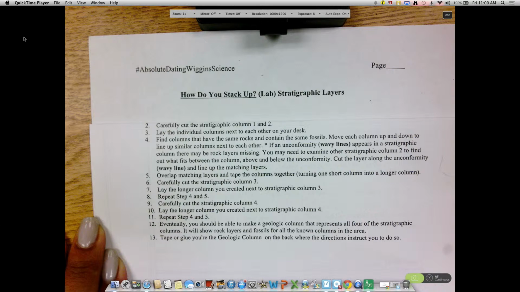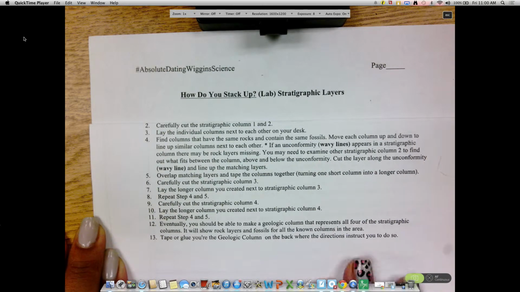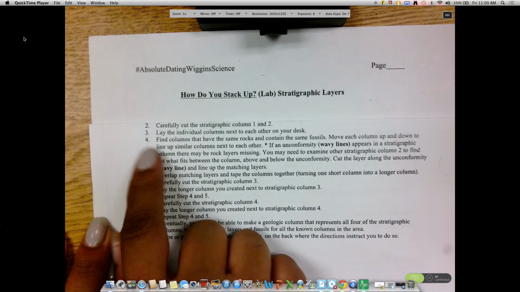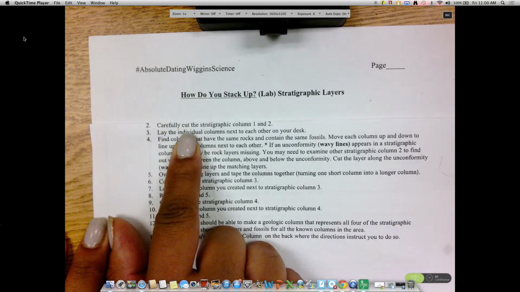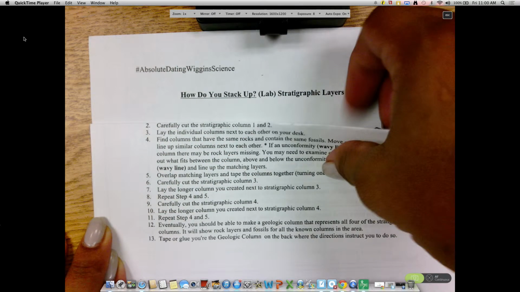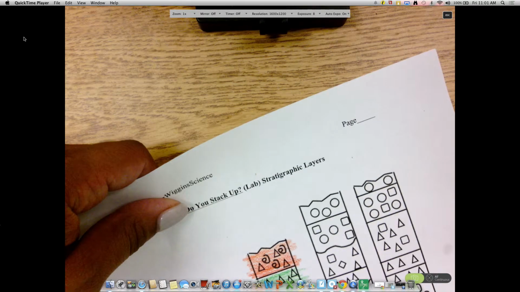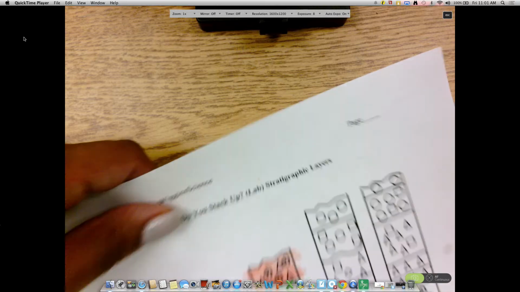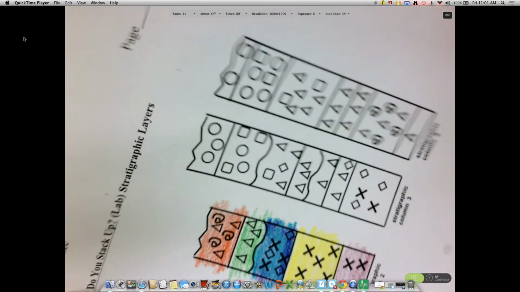Okay, so now you're at the point, once you're finished coloring all of your stratigraphic layers, you are now at the point of number 2 where it says carefully cut the stratigraphic columns 1 and 2. So I'm going to do that really quickly. I just want you all paying attention so that when you get to this point, if you're not already there, you know what you're doing.